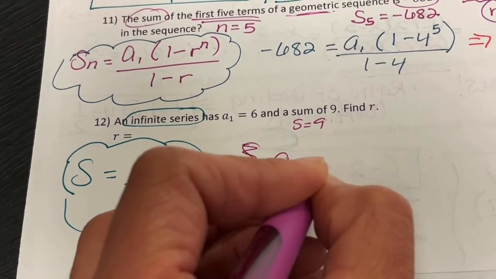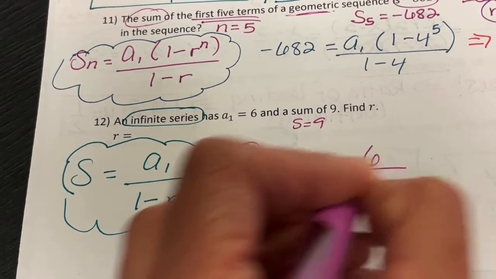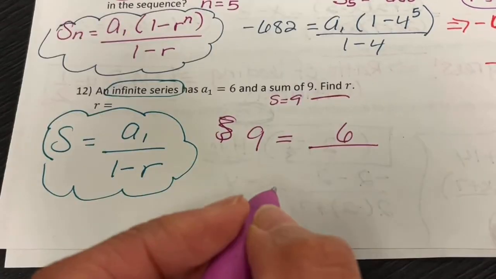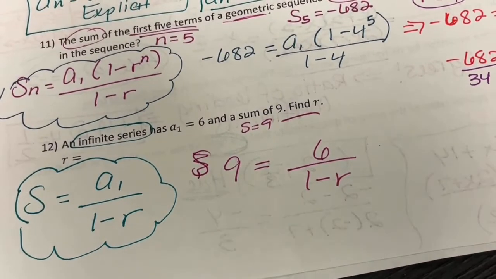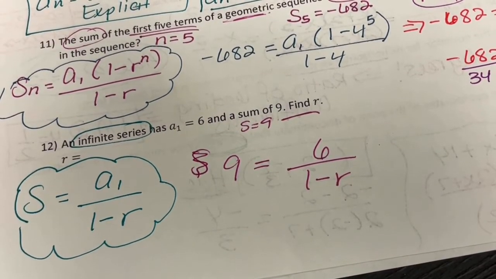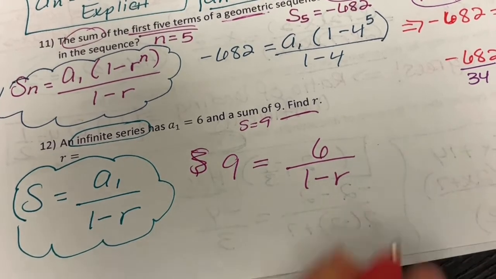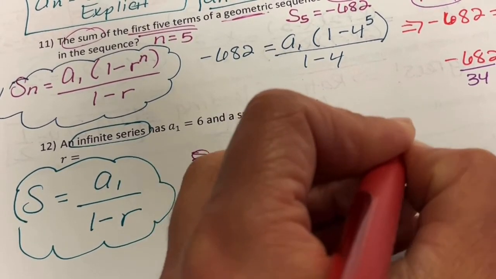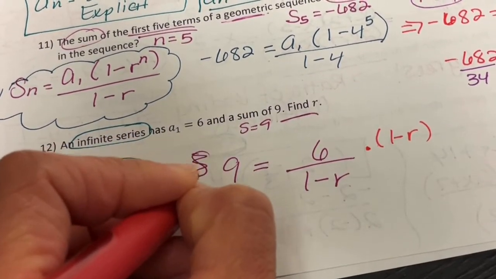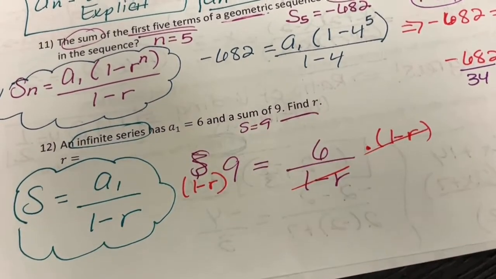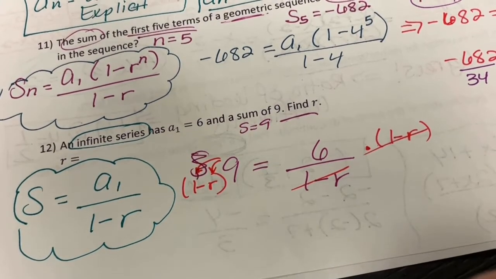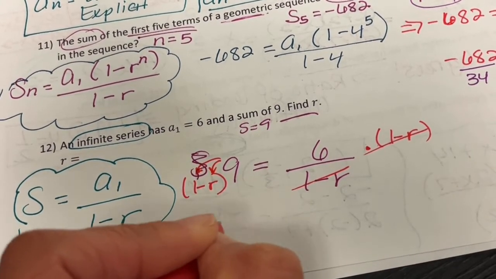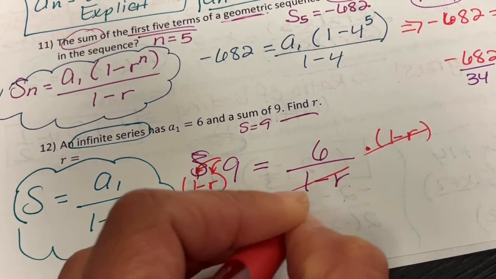So 9 is equal to, the A1 is a 6. We're finding R, so they did not give us R. So 1 over 1 minus R. I need to get that R out of the denominator, so I'm going to need to multiply both sides by 1 minus R to get those to cancel. Don't forget though, you got to distribute that 9 to both the 1 and the negative R, so that'll be a 9 minus 9R equals 6.